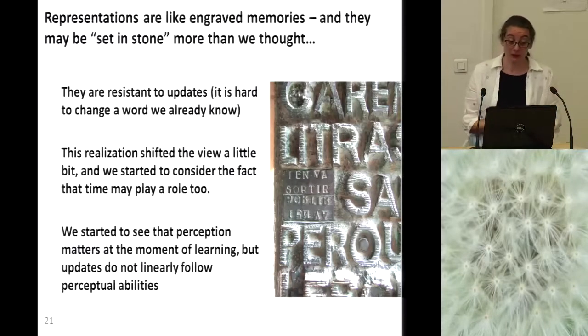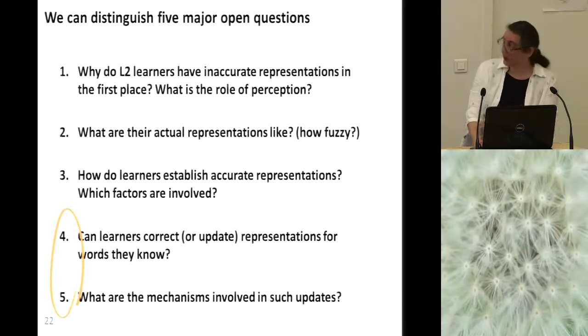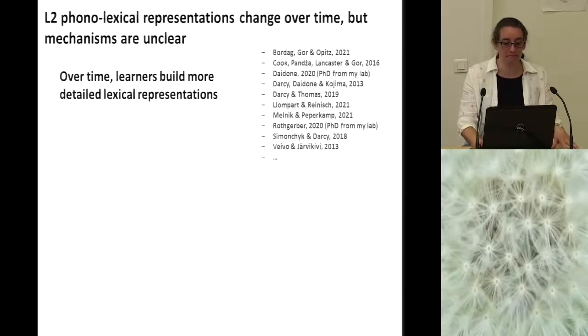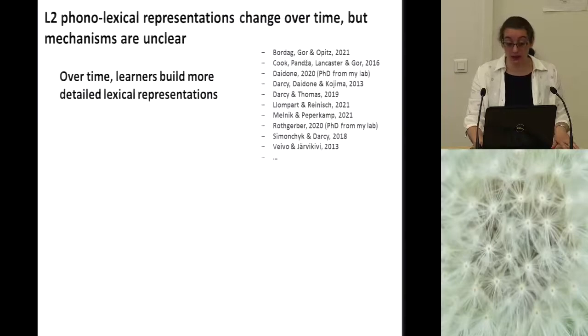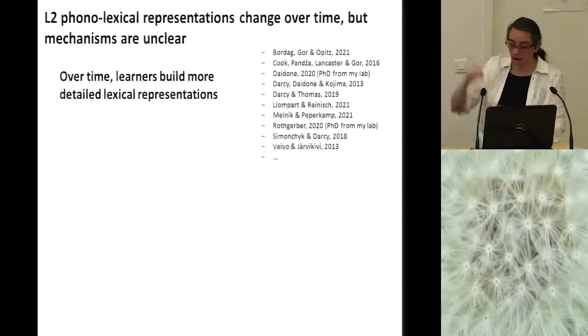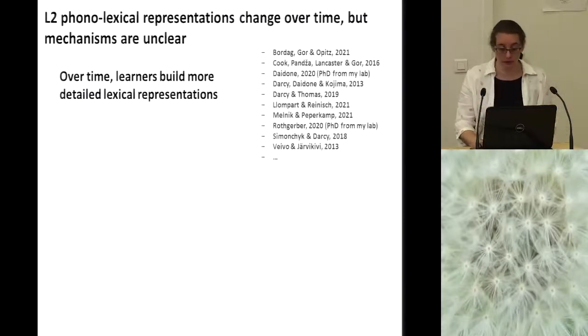We started to see that perception matters at the moment of learning, but the updates do not linearly follow perceptual abilities. And so this brings us to the last two open questions. So can learners actually correct or update representations for words they know? And what are the mechanisms involved in such updates? And we know, the first good news is that we know that lexical representations do change over time. Learners build more detailed lexical representations, and there is a lot of accurate evidence that actually shows that.